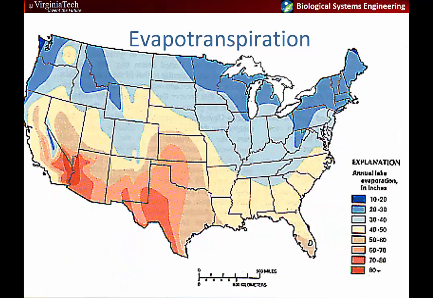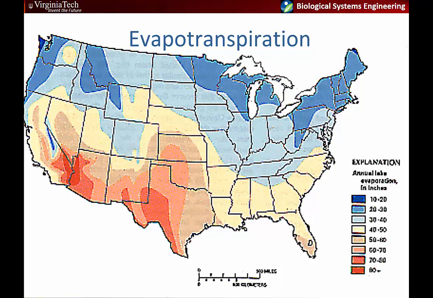So, evaporation. I told you to remember that map of the U.S. in terms of precipitation. Well, this is the similar map for evapotranspiration across the United States. If we look in the Mid-Atlantic region, you probably can't see this legend. Dark blue is 10 to 20 inches of evapotranspiration a year, and then all the way up to 40 to 50 inches of evapotranspiration per year in southeast Virginia.